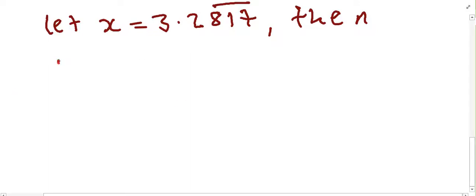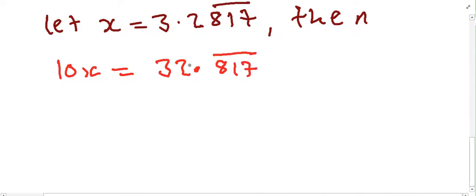So we are going to say then 10x is simply equal to 32.817 bar. Look at that. We have simply multiplied this number by 10. When you multiply this number by 10, for sure the decimal point will move, but we still have these other numbers with a bar on top. So to get rid of them, we are also going to go back and count all the decimal places.